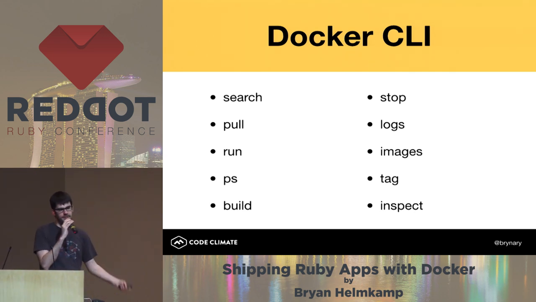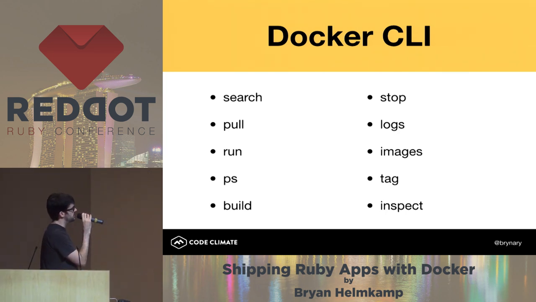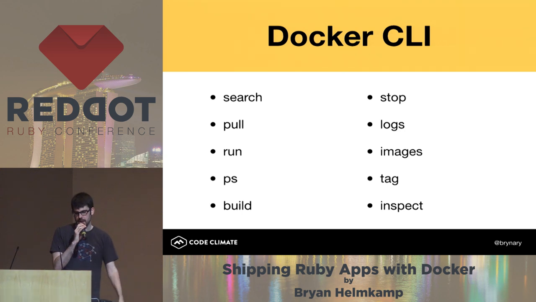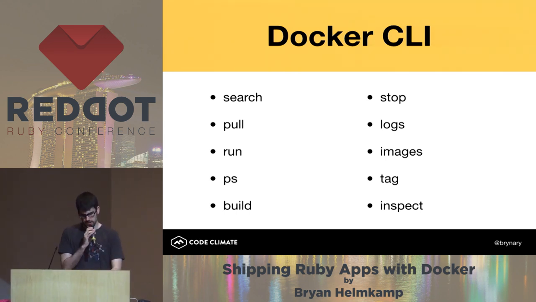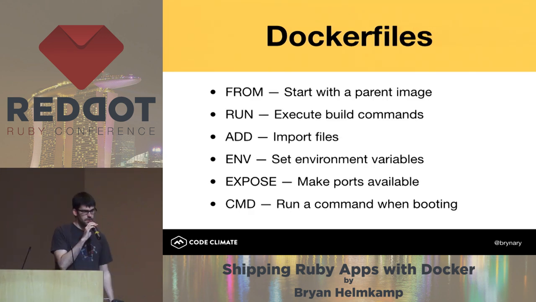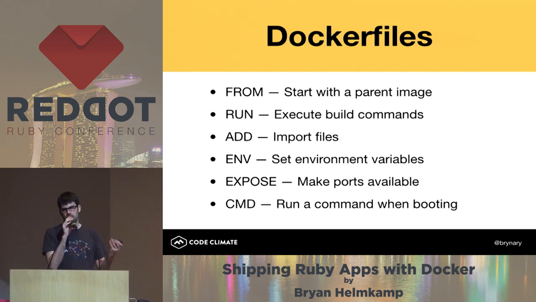Docker containers have a life cycle. You can stop them, which will send signals to the processes to kill them off. You can look at the standard out and standard error using the logs command. That's kind of one of those 12-factor application concepts. You can look at all your images, and you can inspect what's on your system. So we mentioned Docker build.